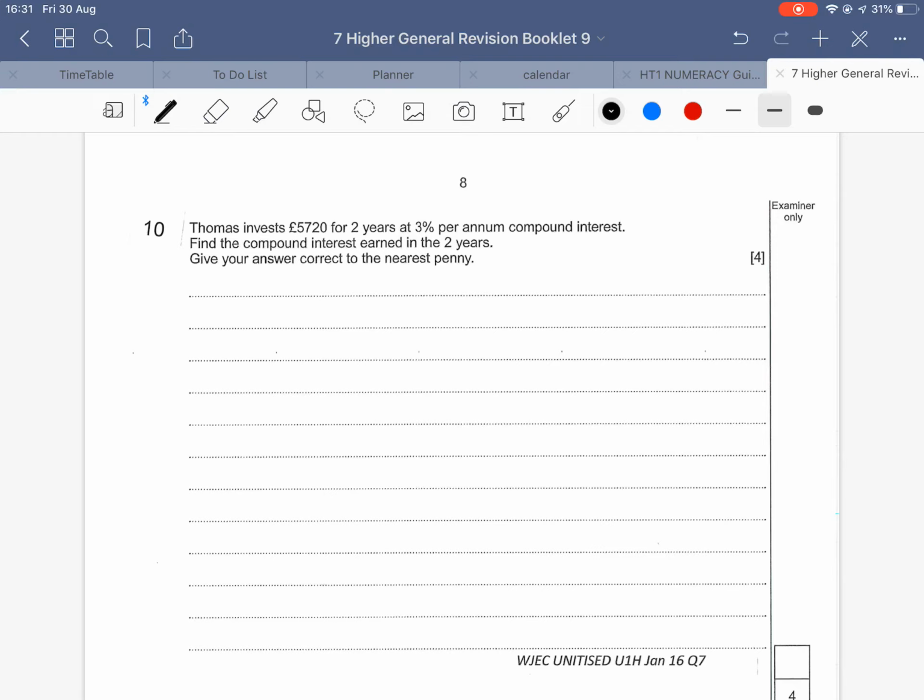Okay, Thomas invests 5,720 for 2 years at 3% per annum compound interest. Find the compound interest earned in the 2 years. Give your answer correct to the nearest penny. Okay, so compound interest, we need to first find our multiplier. So they have 100% of their money. Interest means they're adding on, so it adds 3% each year. So that's 103%. As a decimal, 1.03.